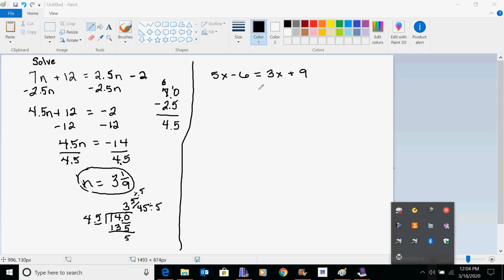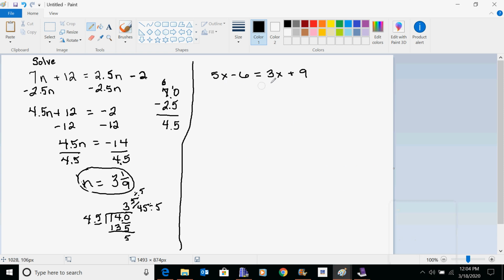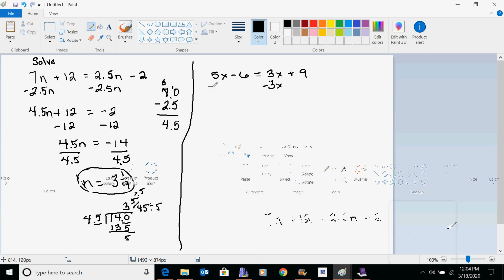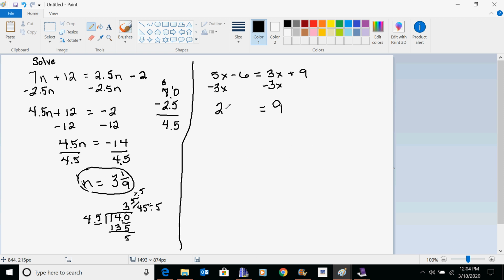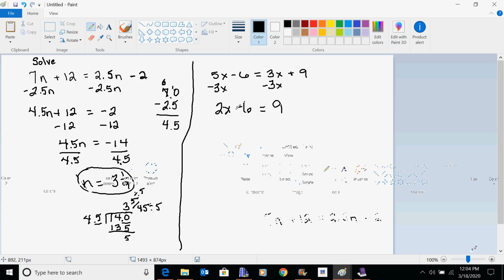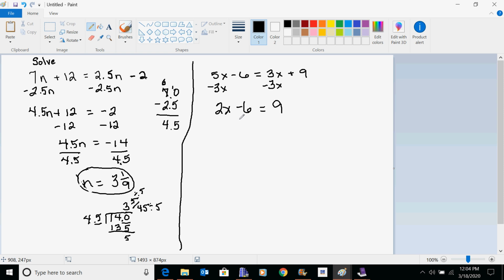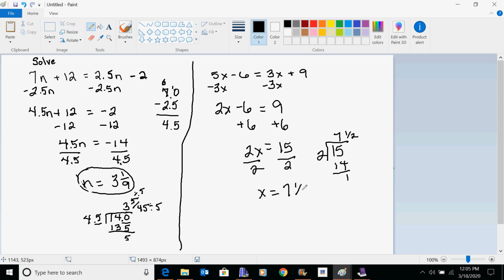do the other. So we need to make sure that you take away 3x from both sides, because then it's gone from over here, and you have 2x minus 6 over here. You work furthest away from the variable first once you've got it on one side. So we're going to add 6 both places. 2x equals 15. I need to divide both sides by 2. So x will come out to be 7 and a half on this one.